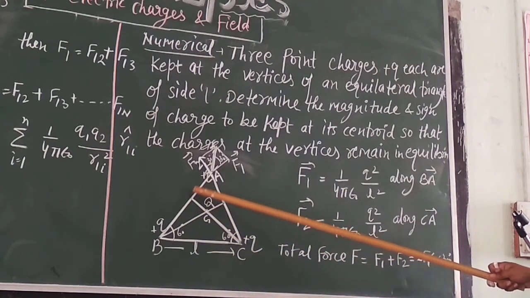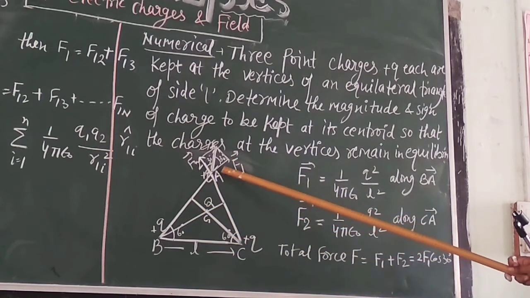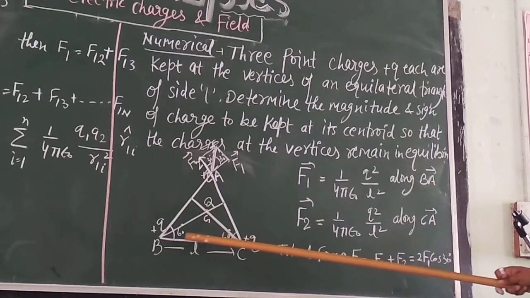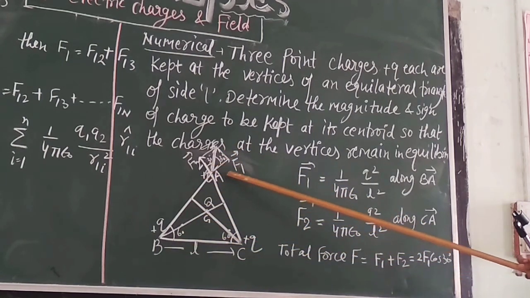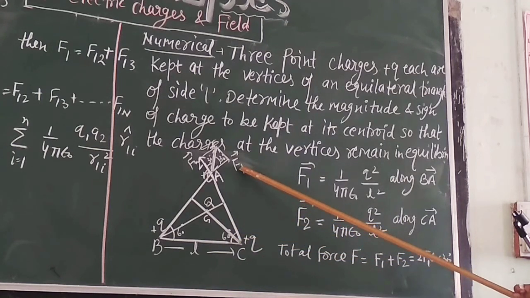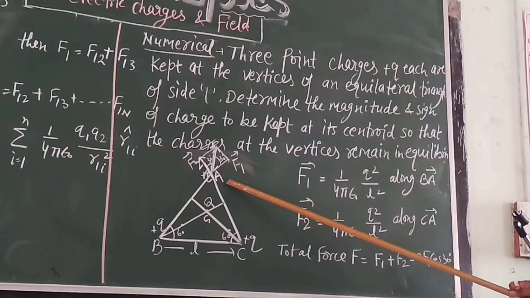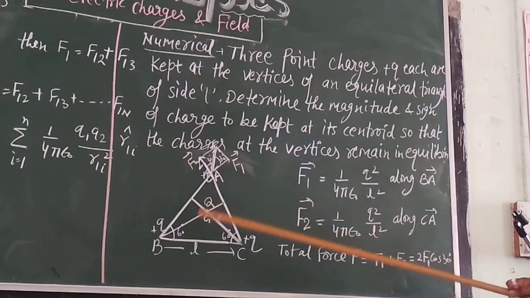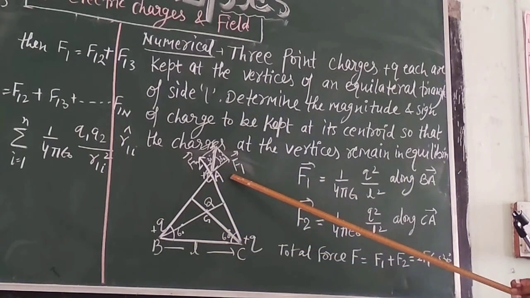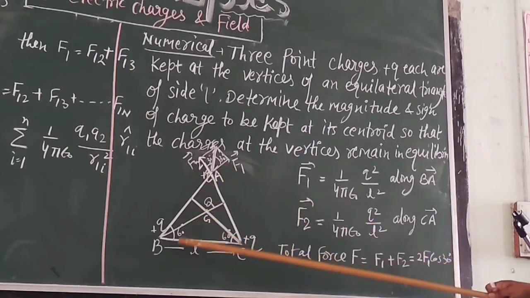Then we calculate the total force. At point A, we consider the force due to B and the force due to C. We take F1 as the force on the particle at vertex A due to B. F1 is the force on A due to B.